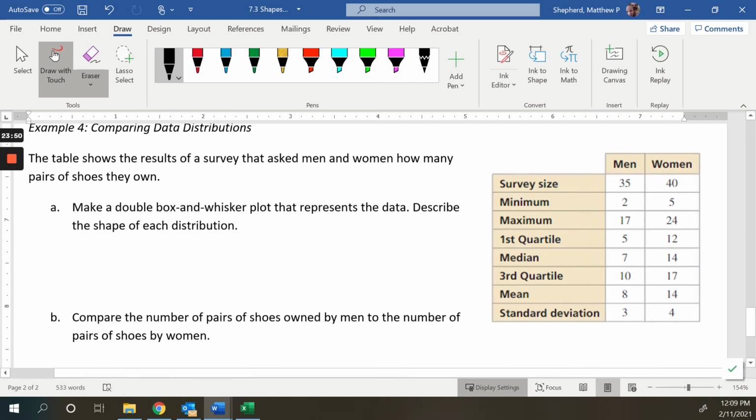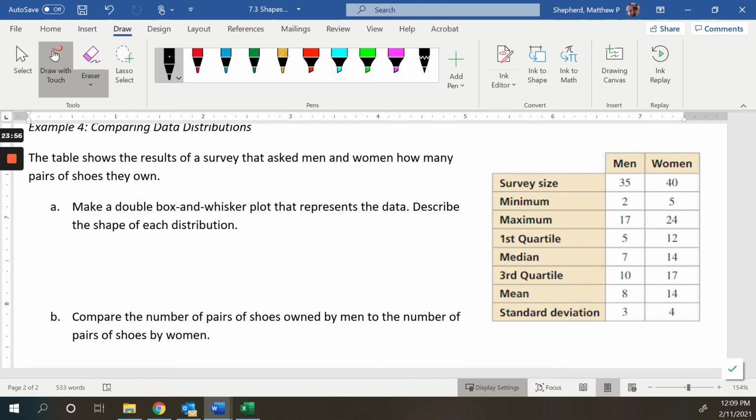Okay, all right, so in this final one, we're going to compare these two distributions. We're given the numbers for the men and women and a lot of the statistical numbers that have come out of the analysis. So we don't have the raw numbers, we've got the statistics. This table shows the results of a survey that asked men and women how many pairs of shoes they owned. So first it wants us to make a double box and whisker plot to represent the data, and then we'll describe each distribution.